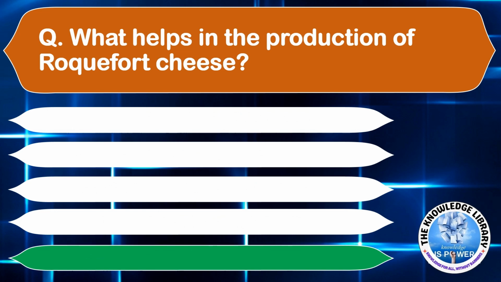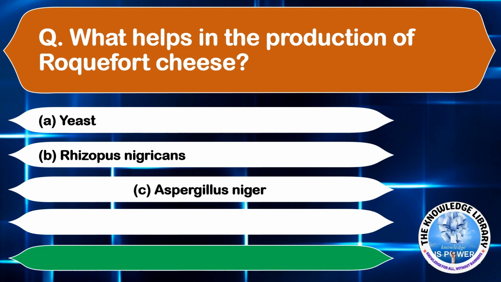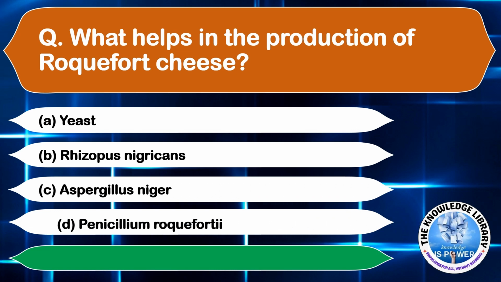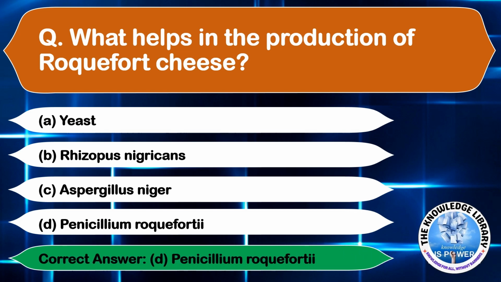What helps in the production of Roquefort cheese? Option A, yeast. Option B, Rhizopus nigricans. Option C, Aspergillus niger. And option D, Penicillium roqueforti. The correct answer is option D, Penicillium roqueforti. Moving on to the next question.